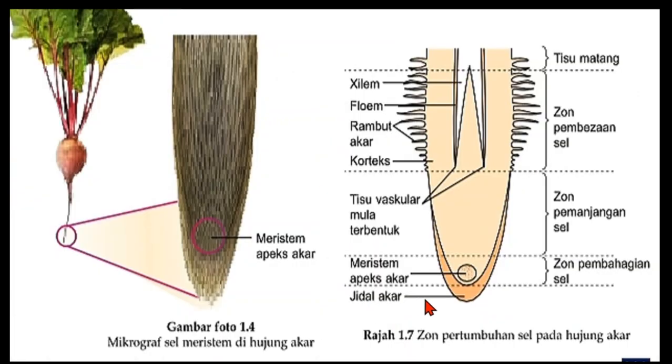So this one is root cap. The apical meristems of the root. Zone of cell, what is that? Cell division, sorry. Here is zone of cell elongation, zone of cell differentiation, and here is the mature tissue.